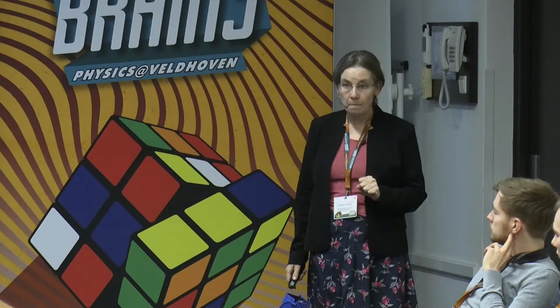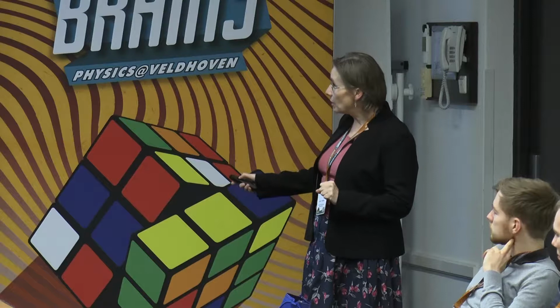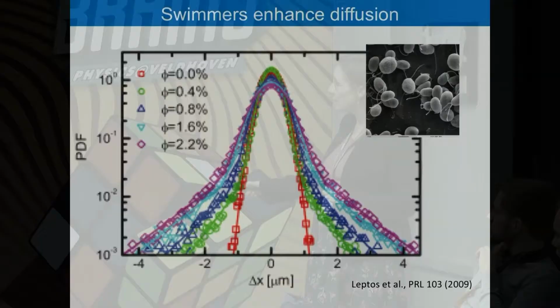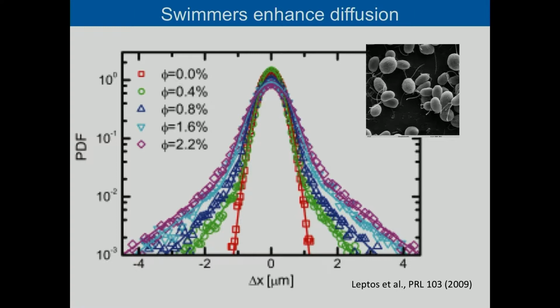So if there are no swimmers in there, this red curve is how far the tracer particles have moved. What's the shape of that curve? It doesn't look like it here because you're on a log-log scale. A Gaussian. Yeah, it has to be a Gaussian, doesn't it? Because these things are diffusing around.